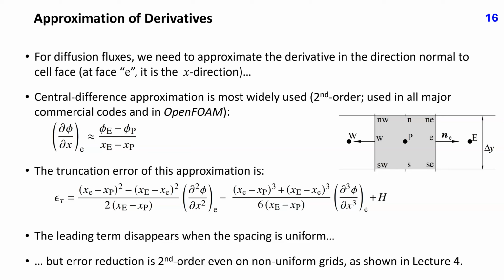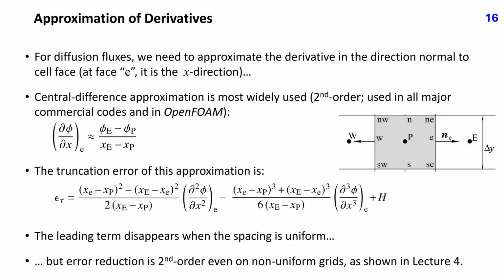The above approximation is based on the assumption of a linear variation of phi between the two cell centers, P and E. An approximation which accounts for grid non-uniformity can be derived by fitting a parabola through variable values at 3 points, for example, 2 on the upstream side and 1 on the downstream side.